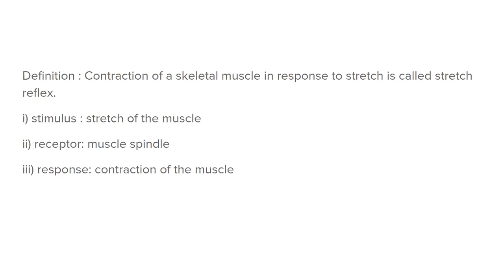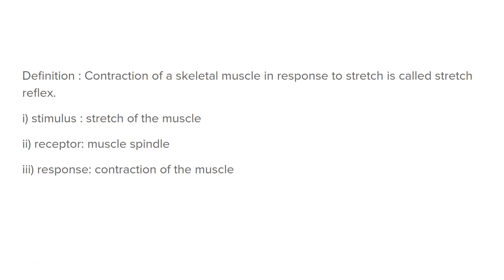So what is a monosynaptic stretch reflex? As we all know, contraction of a skeletal muscle in response to stretch is called a stretch reflex. All the jerks, the knee jerk, the ankle jerk that we do, that lie at the spinal cord level, are a good example of a stretch reflex. So what is the stimulus here? A stretch of the muscle is the stimulus.